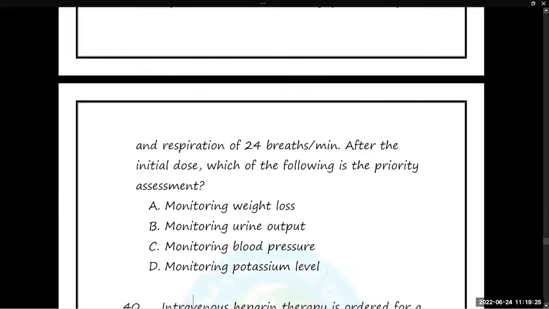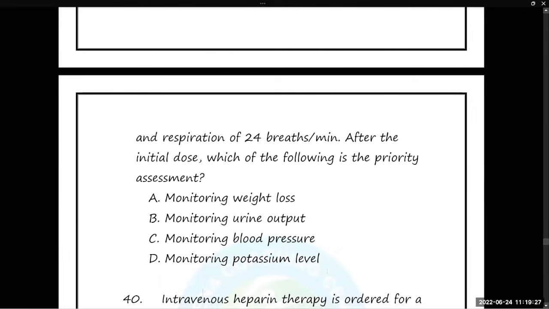Okay, options are not visible. Monitoring weight loss, monitoring urine output, monitoring blood pressure, and monitoring potassium value. A patient who is receiving Bumex, it's a loop diuretic. Yes, we got it. Answer is C, monitoring blood pressure.